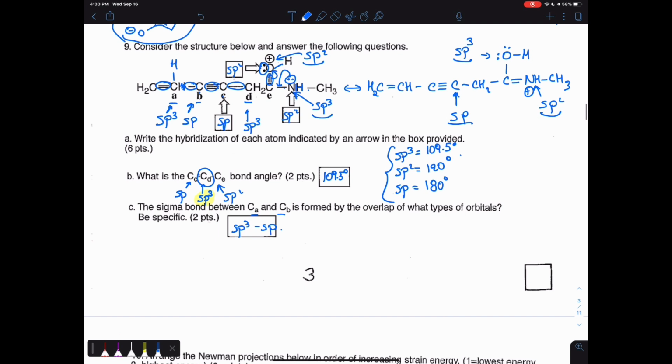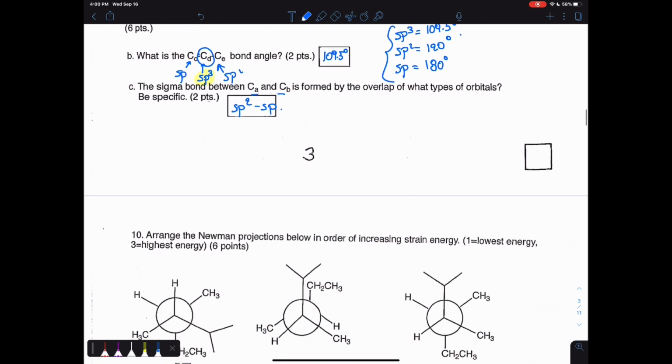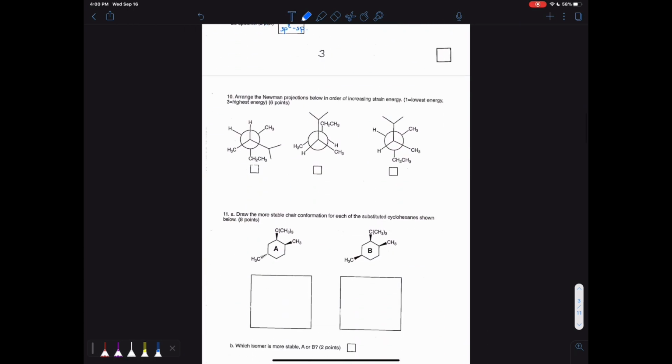1, 2, 3. Oh, my bad. This is sp2, not sp3. Now looking at it, because again it's connected to 1, 2, and then 3, so that's sp2. Alright, moving on to number 10.